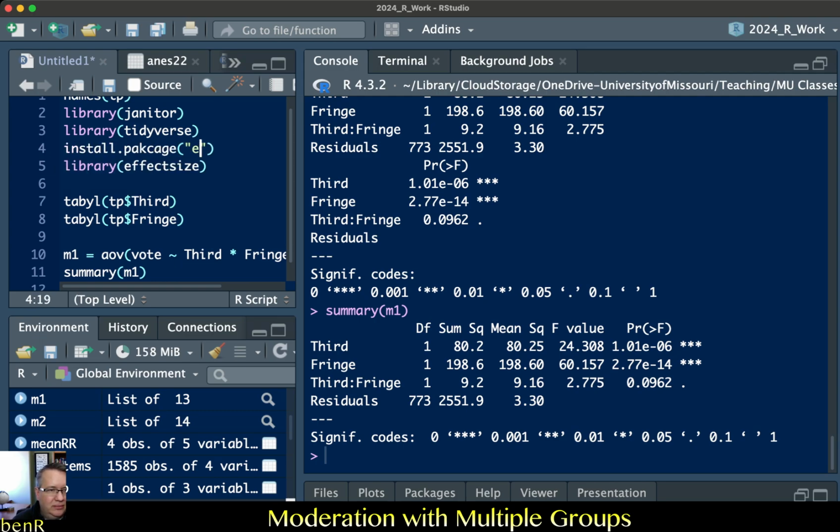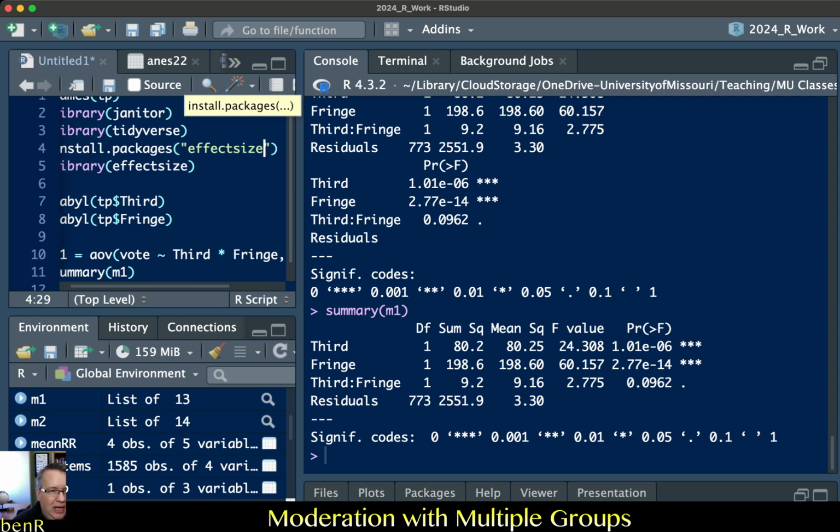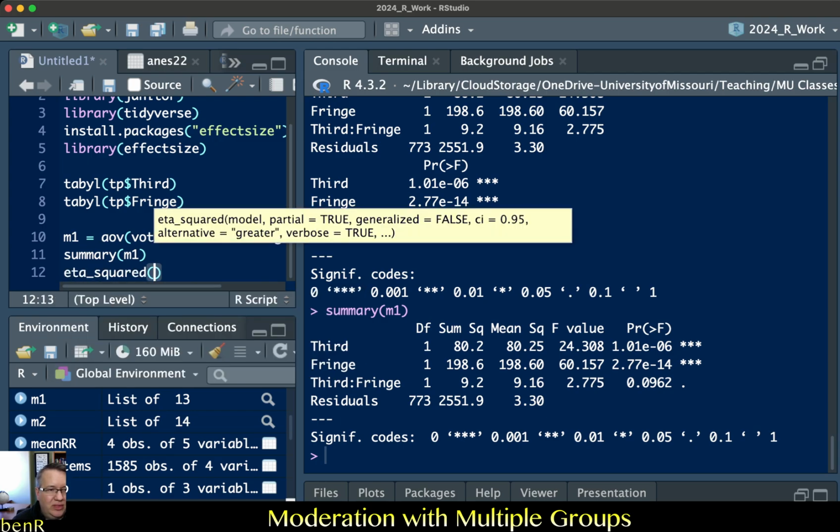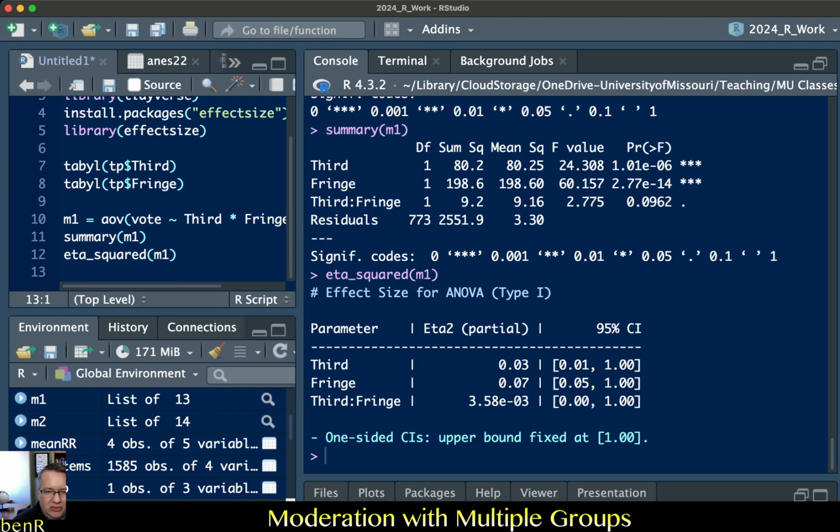Install.packages effect size. But assuming you've already installed and loaded it, then we want eta squared for this. It'll actually give us partial eta squared, which is the same thing that SPSS gives you, though you can change that option, I suppose, if you want.